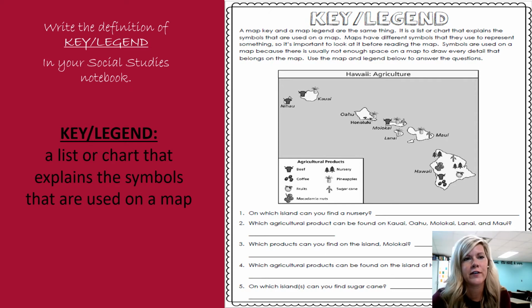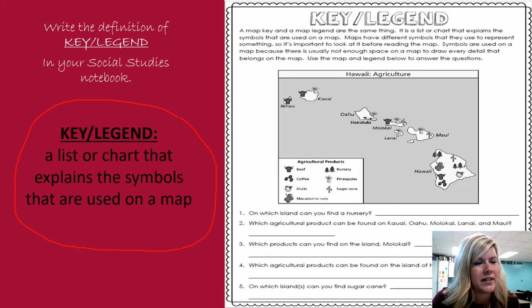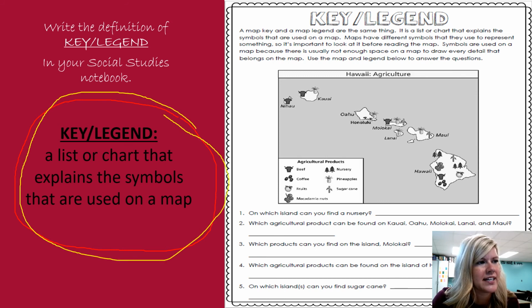Okay, so the first thing I want you to add in your notebook is the definition of a key. Sometimes we also call it a legend. A key is a list or a chart that explains the symbols that are being used on a map. Okay, so here's the definition right here that you can pause the video and copy down if you need more time. Okay, it's a list or chart that explains the symbols that are used on a map.